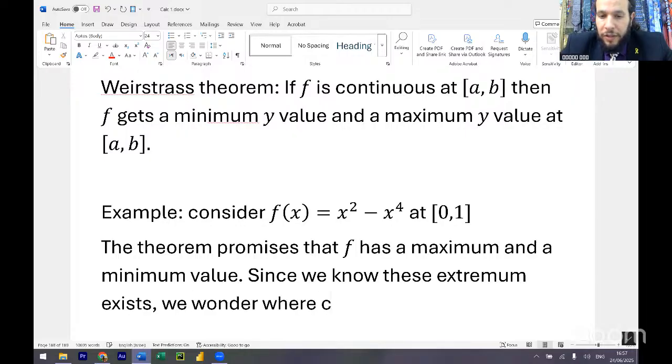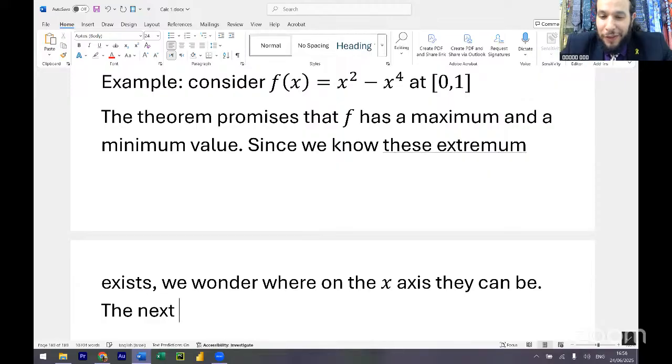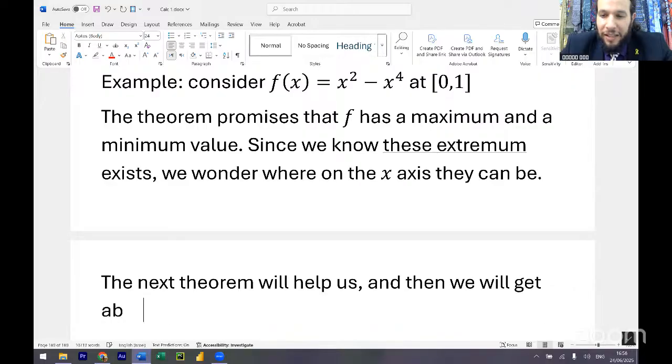where on the x-axis they can be. The next theorem will help us, and then we will get back here.